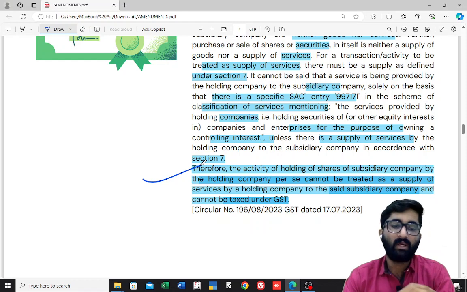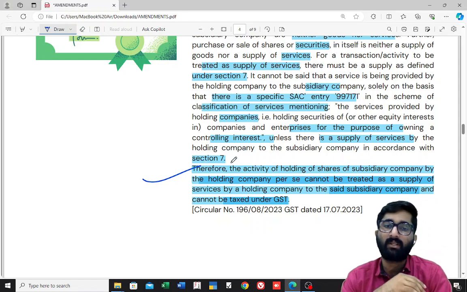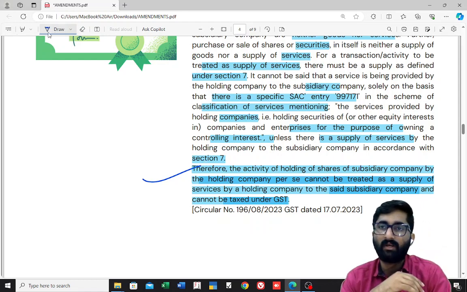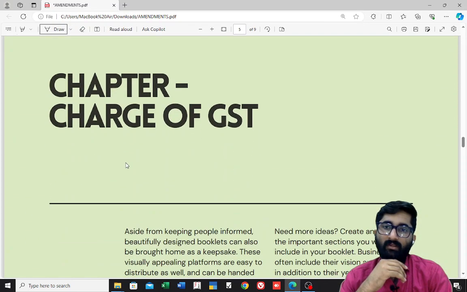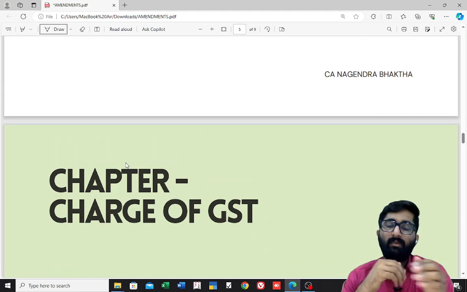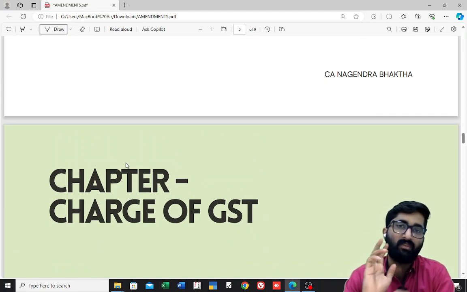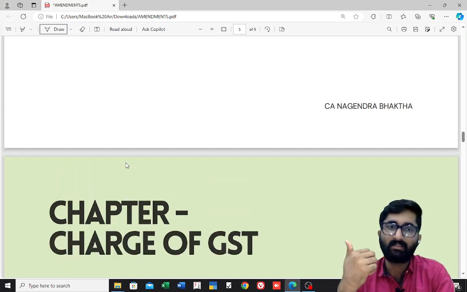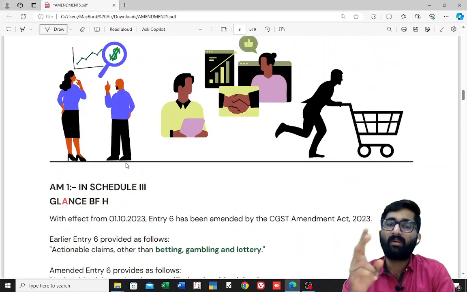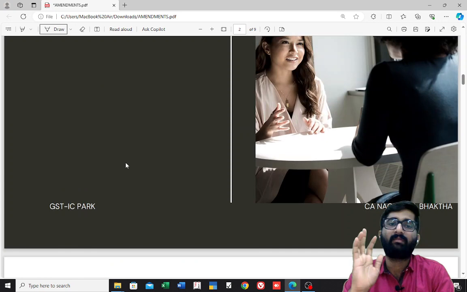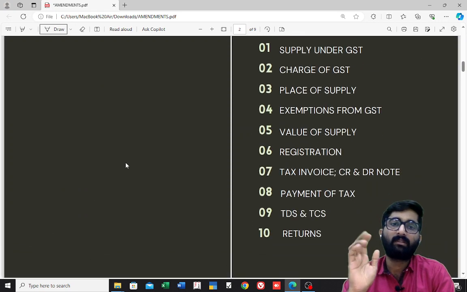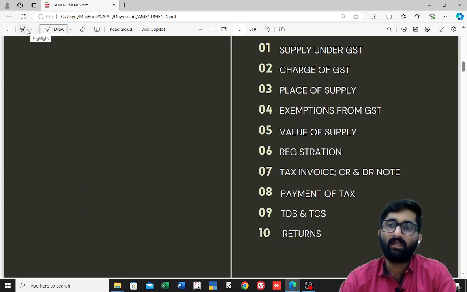So this is about the amendments and some statutory updates which were there in your syllabus. Charge of GST, we will discuss in the next chapter, in the next episode. Only 3 amendments were there in the chapter on supply, which we have discussed already, and we will discuss charge of GST in the next session.